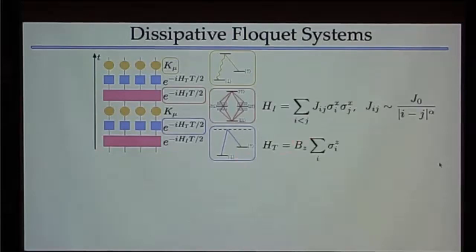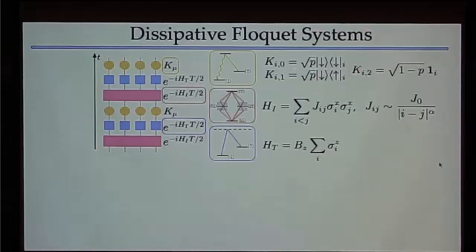Basically, these two are just rotations. This is a kicked spin Ising model where you apply subsequent rotations and interactions, where these are long-range interactions. And then you also apply Kraus operators, where with a certain probability p, you reset your spin, and with 1 minus p you don't, so you can interpret p as the fraction of qubits that are actually reset.